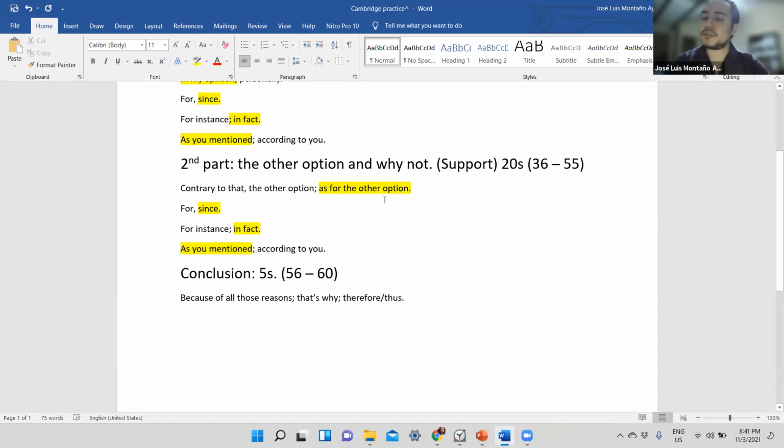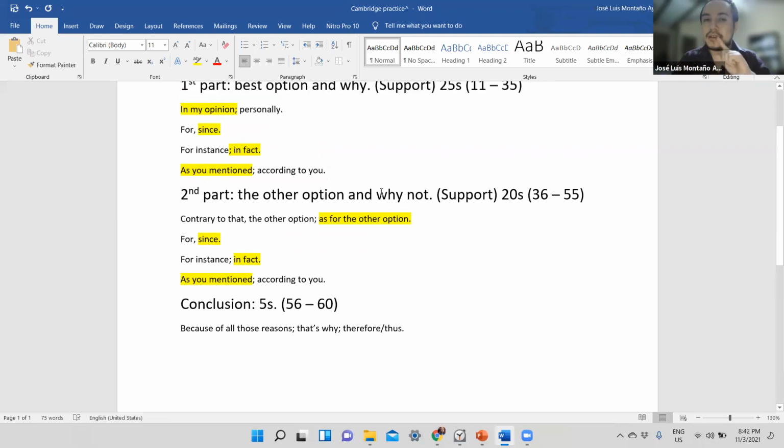So as for the other option, I believe that lying to your friend is the worst thing that you could do, right? It's the worst thing that you can do. Since, of course, you're going to lose her trust, and you are not going to be able, perhaps, to look at her or to look to her eyes once again. In fact, you tell one experience, and as you mentioned, of course, this has a lot of disadvantages. For example, this and that. And that's it, all right?